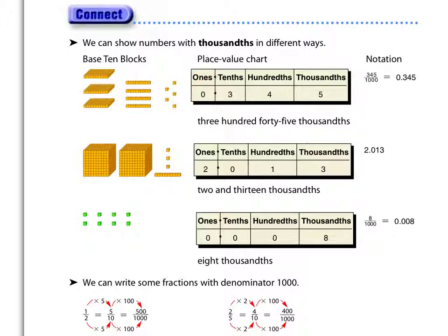We don't have anything in the zero place, so we don't need to say zero. And as a fraction, it would be 345 out of 1,000. And of course, as a decimal, it would be 345 thousandths.